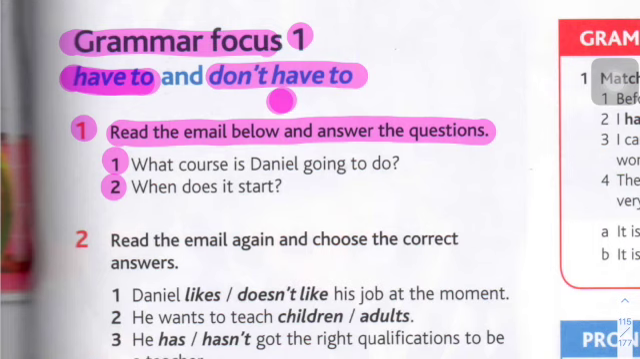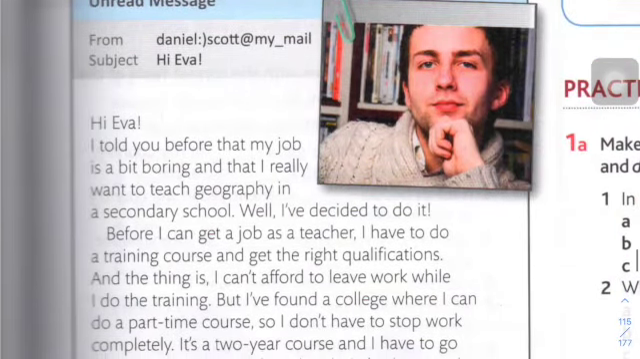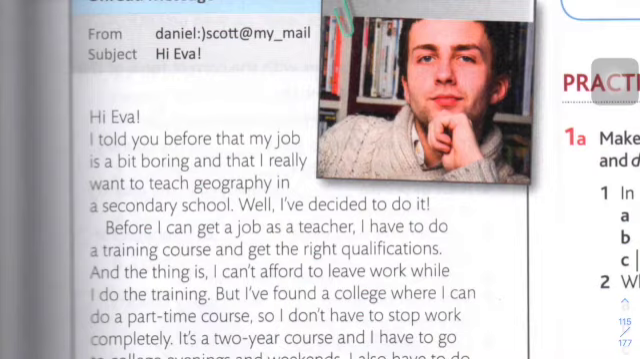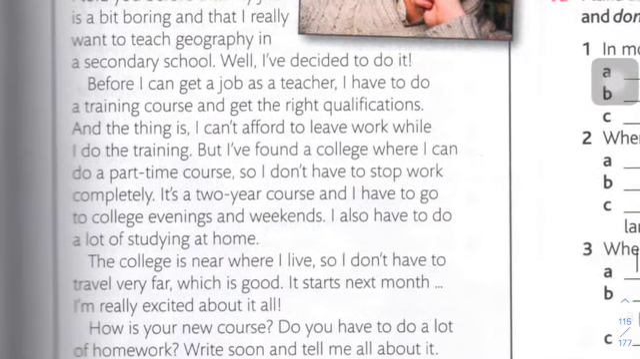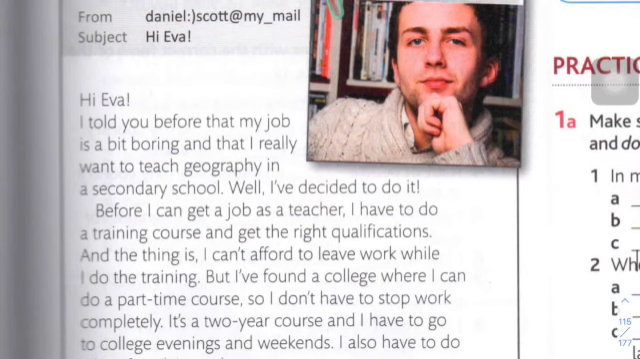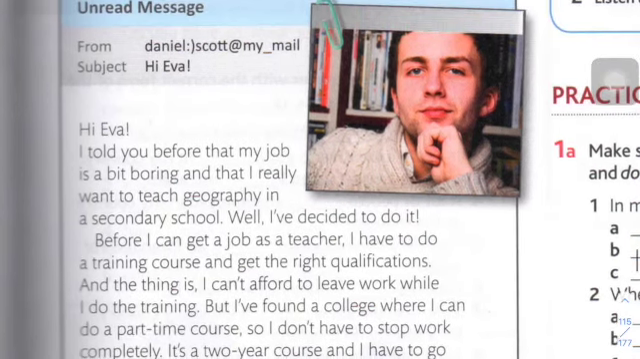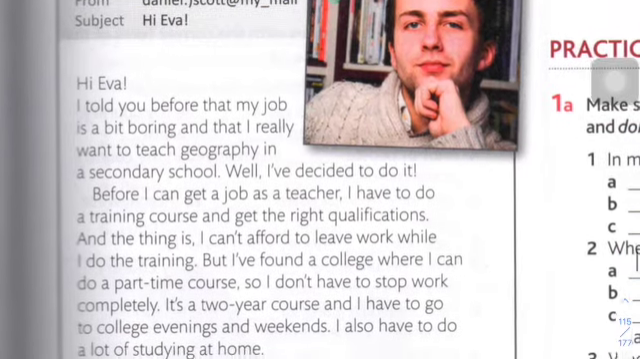The first question is, what course is Daniel going to do? And the second question is, when does it start? When does the course start? So let's check the email. This is Daniel, and this is the email that Daniel is writing to Eva. Eva must be a friend, I guess, or I don't know, probably his girlfriend. I don't know. Let's read.